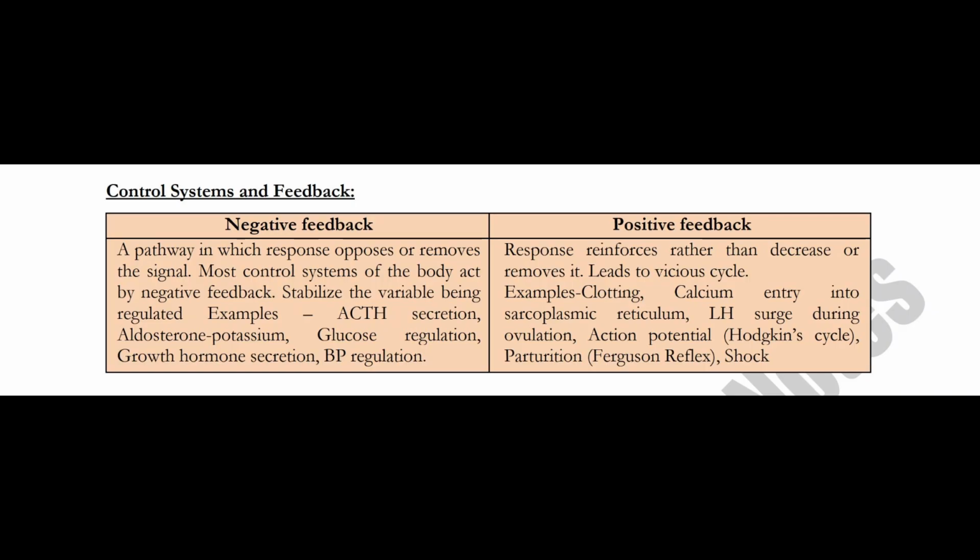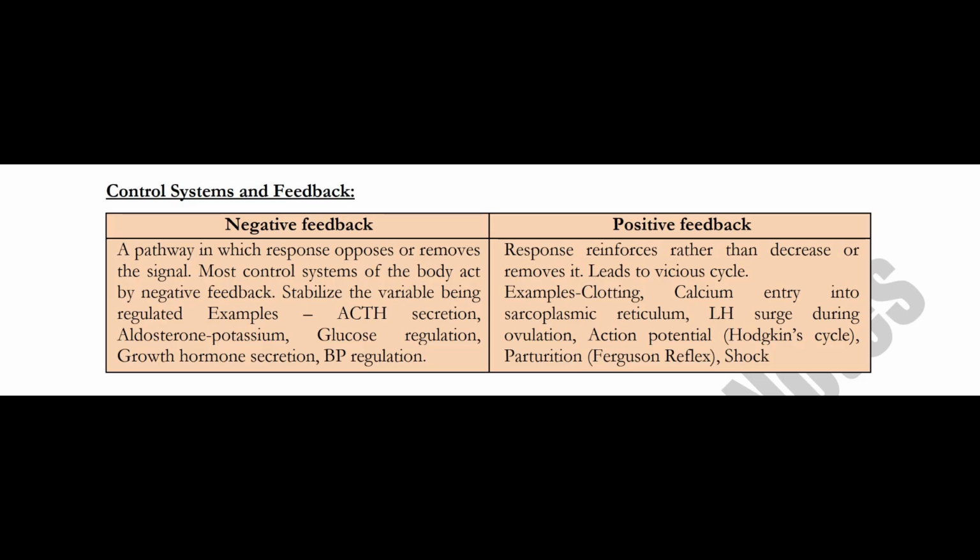Control systems: negative feedback and positive feedback. These mechanisms are crucial in maintaining homeostasis and regulating various physiological processes in the body. Negative feedback. Definition. Negative feedback occurs when the response to a stimulus opposes or removes the original signal. This mechanism helps to stabilize the variable being regulated.